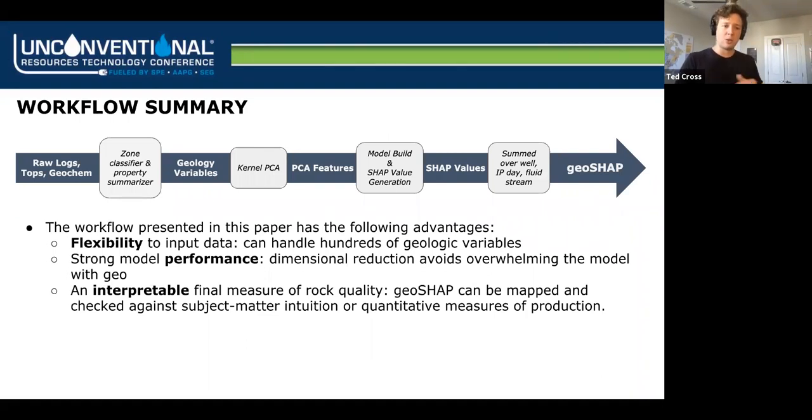Okay, so the workflow that we're presenting here starts from raw logs and tops. We already had some formation tops for this one, and then some geochemical data that was publicly available. We then run that through a zone classifier and a property summarizer that produces a set of geology variables. And this is all stuff Kieran did. Then we run it through a principal component analysis to get a set of PCA features. And I think Chris and Kieran were working on that for this project.